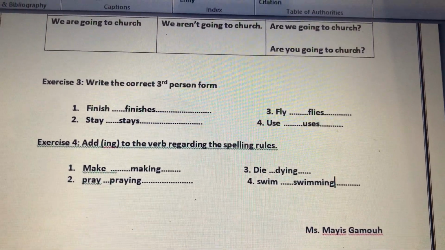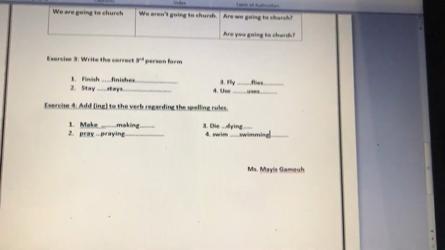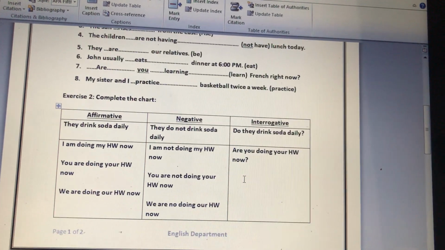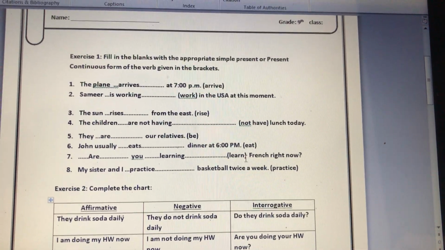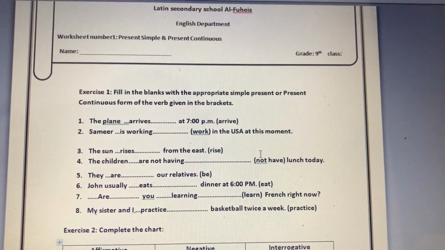By finishing this exercise, we'll be done with our worksheet. I hope that you guys got all your answers right.